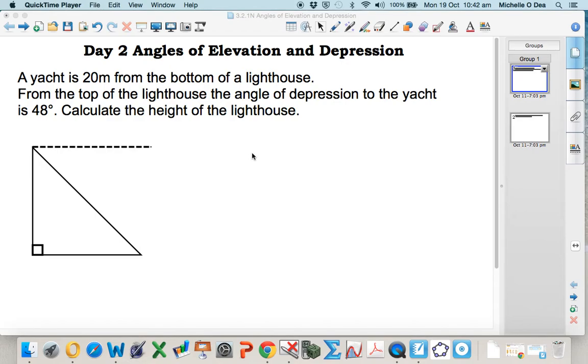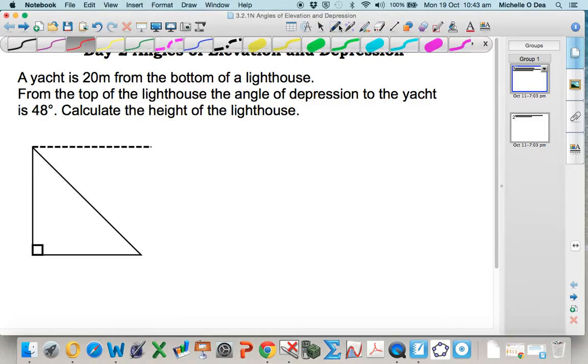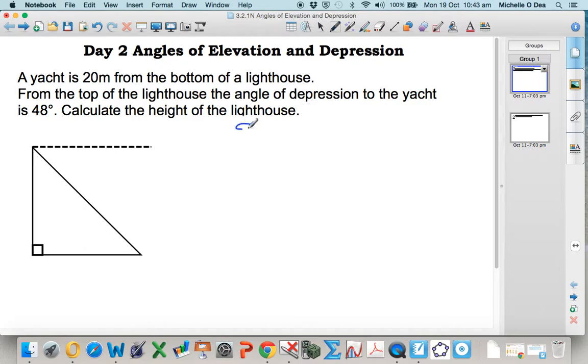Miss O'D again, where I'm going to look at angles of elevation and depression today. This is still with right angle triangles, so we still need to remember our SOHCAHTOA. Let's write that up here just as a quick reminder from the last lesson. And again, remember, SOHCAHTOA can only be used for right angle triangles. Only for right angle triangles.